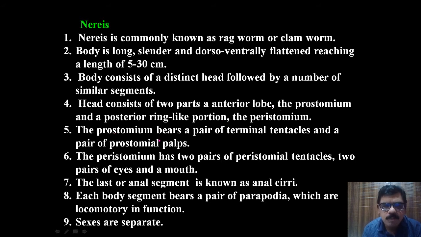What does this prostomium bear? It bears a pair of terminal tentacles and a pair of prostomial palps. The peristomium has two pairs of peristomial tentacles, two pairs of eyes, and a mouth. The last or anal segment bears the anal cirri. Each body segment bears a pair of parapodia which are locomotory in function. In Nereis, the sexes are separate, that is, males and females are separate. So these are the characteristic features of Nereis.